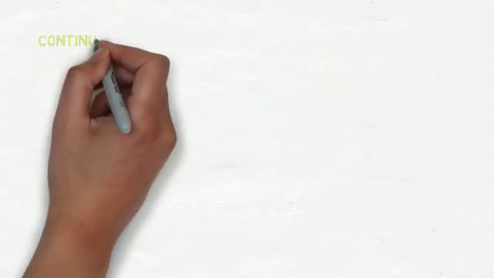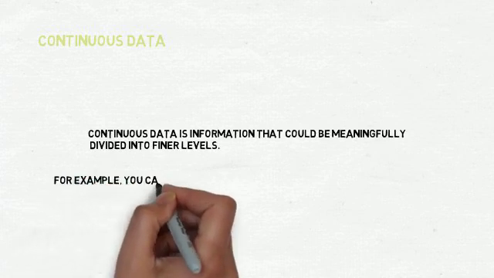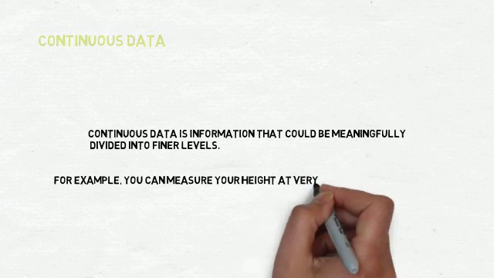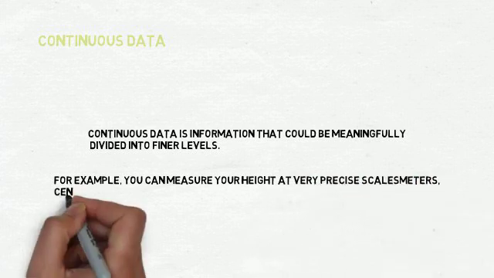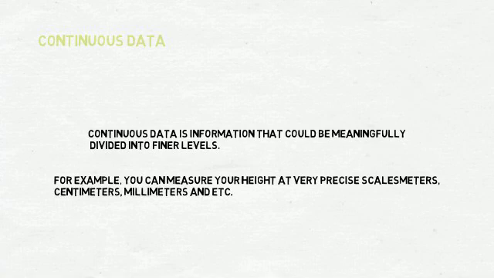Now let's see about continuous data. It is information that could be meaningfully divided into finer levels. For example, you can measure your height at a very precise scale, meters, centimeters, millimeters, and so on.